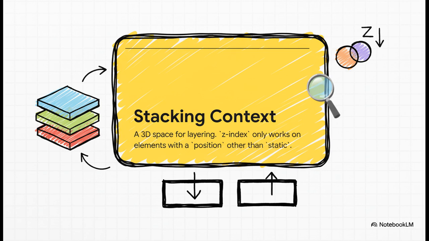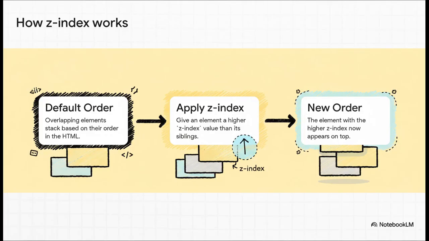But here is the golden rule, the one thing that trips up every single developer at first. Z-index does absolutely nothing on an element that has the default position static. You have to give it a position of relative, absolute, fixed, or sticky before z-index will have any effect at all. Let's walk through a quick example.